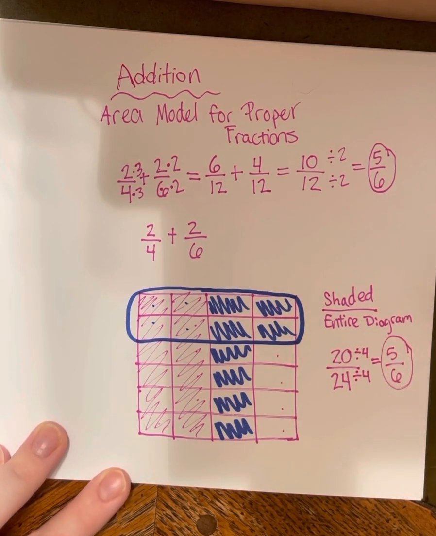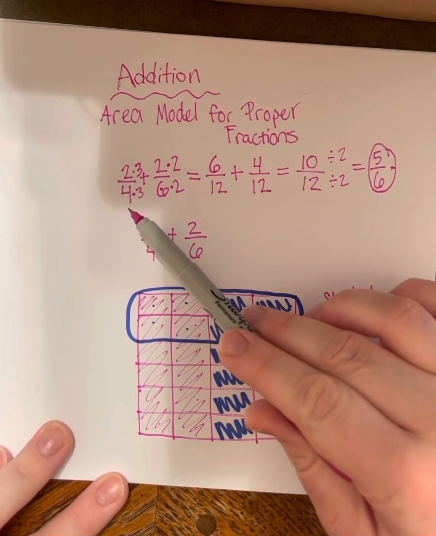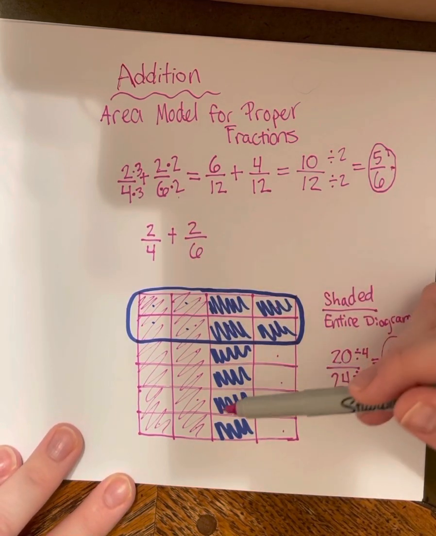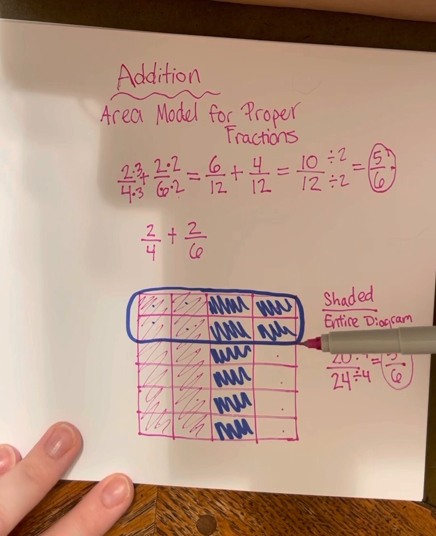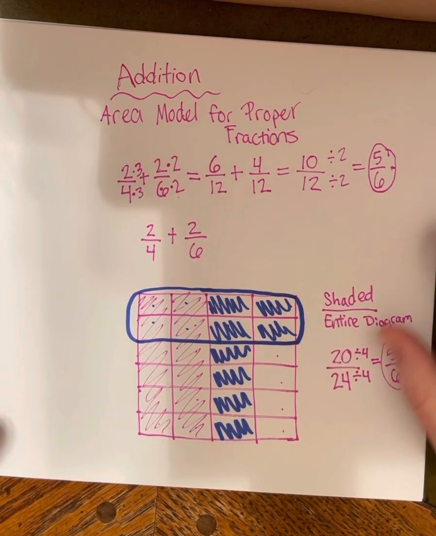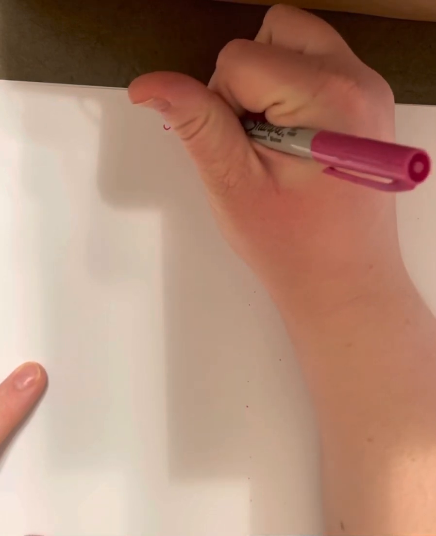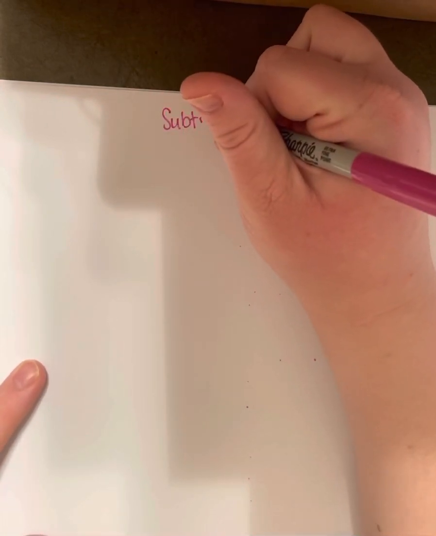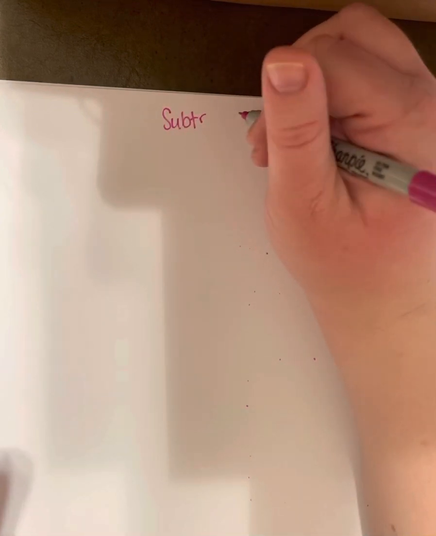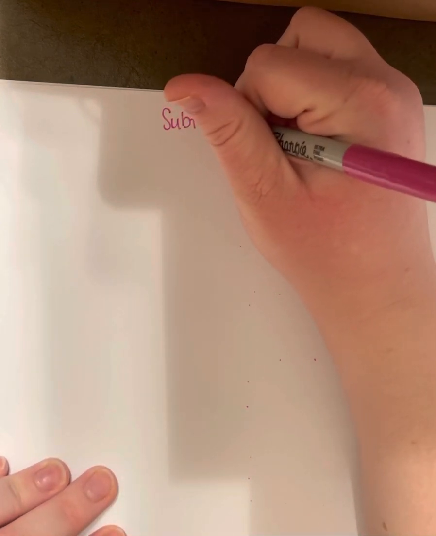So by using the area model, we get the same answer as when we solve using a common denominator. This is just a more visual way to see the problem worked out. Okay, so that's our addition model. Next, we're going to move on to our subtraction model. And we are going to be changing mixed numbers into improper fractions.